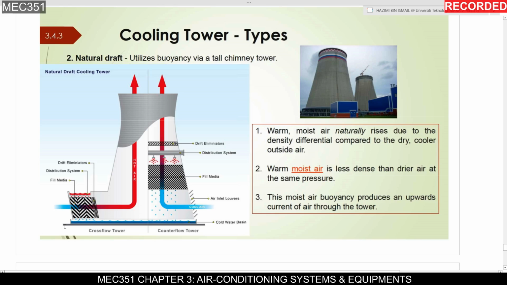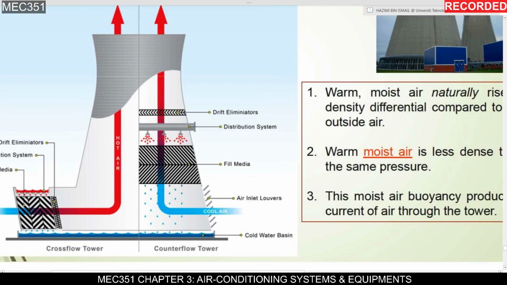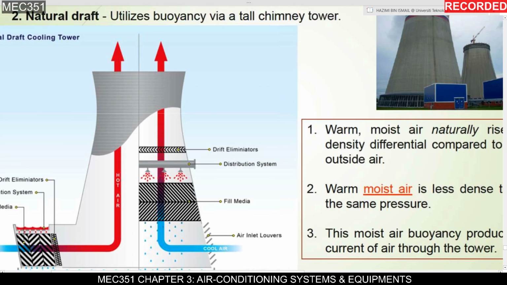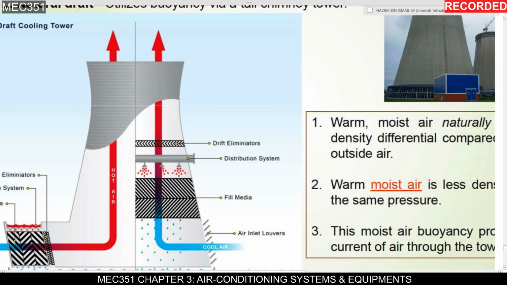The higher it is, the higher the pressure difference, and from the pressure difference it will make the air go from below and then draft back to the surrounding by going upwards. During its upward movement, it will absorb heat from the water droplets here.